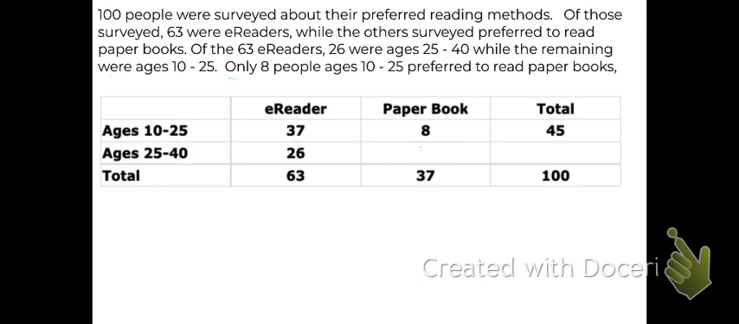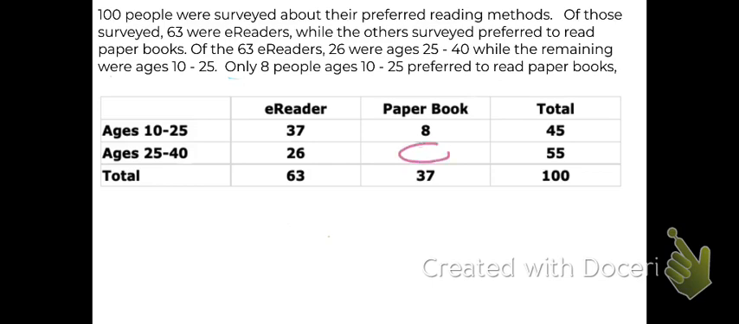Now what else can we do? Let's look at this total column. This is saying the number of people between the ages of 10 and 25 plus the number of people between the ages of 25 and 40 add up to be a total of 100. So 45 plus what is 100? Well, if you subtract 45 from 100, what do we get?